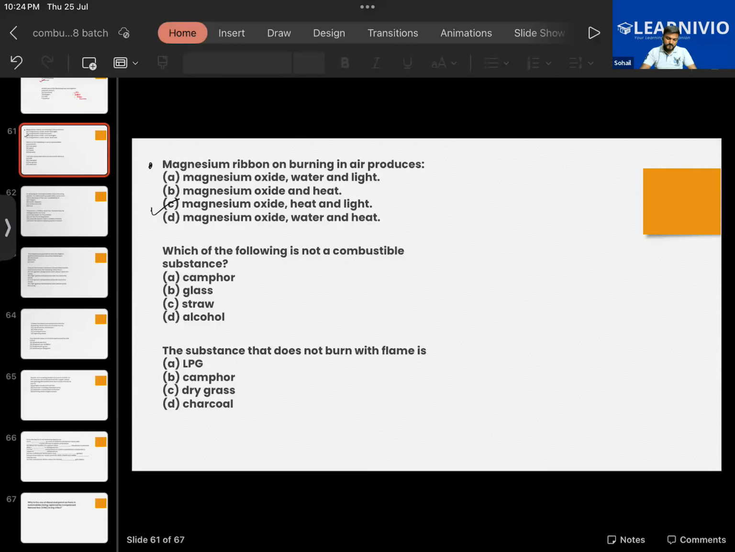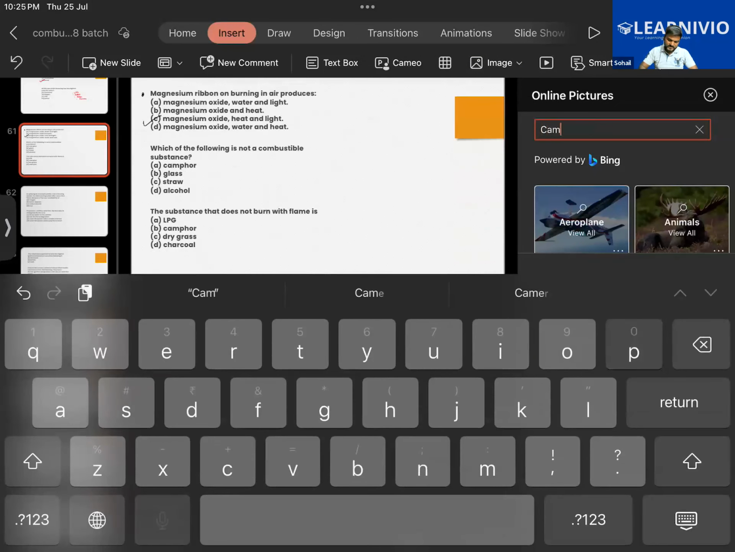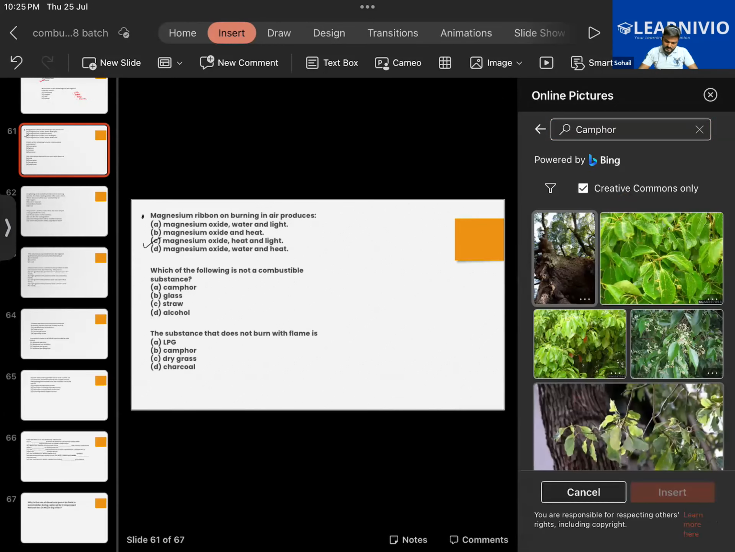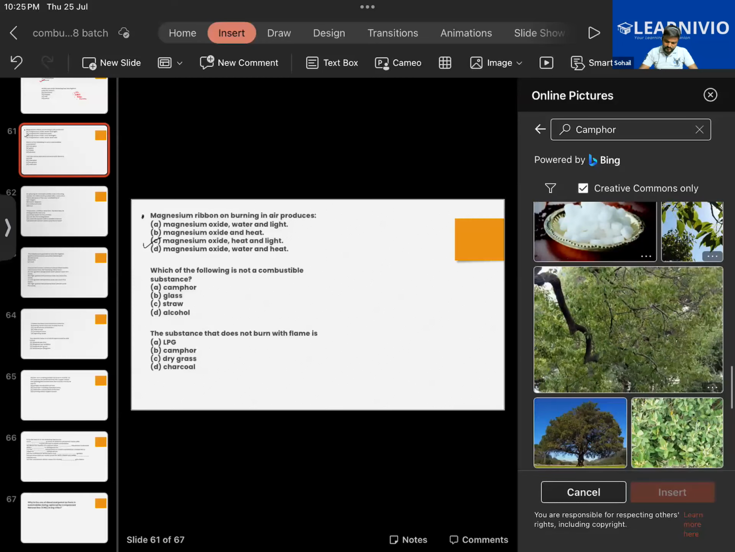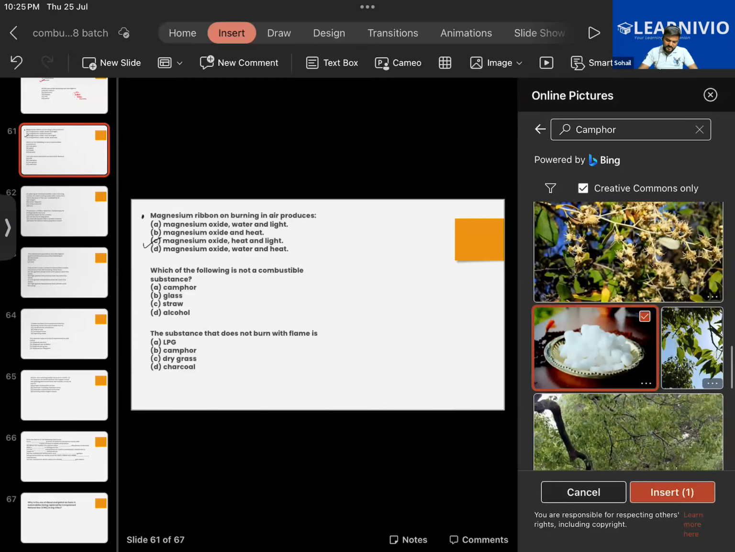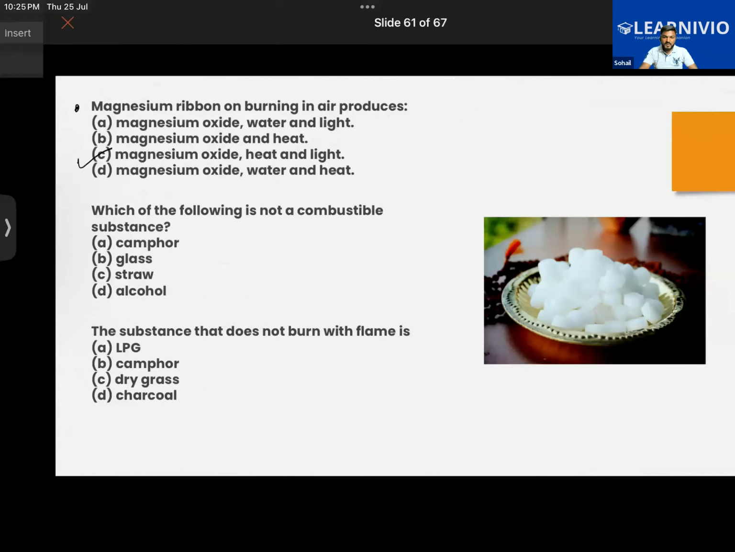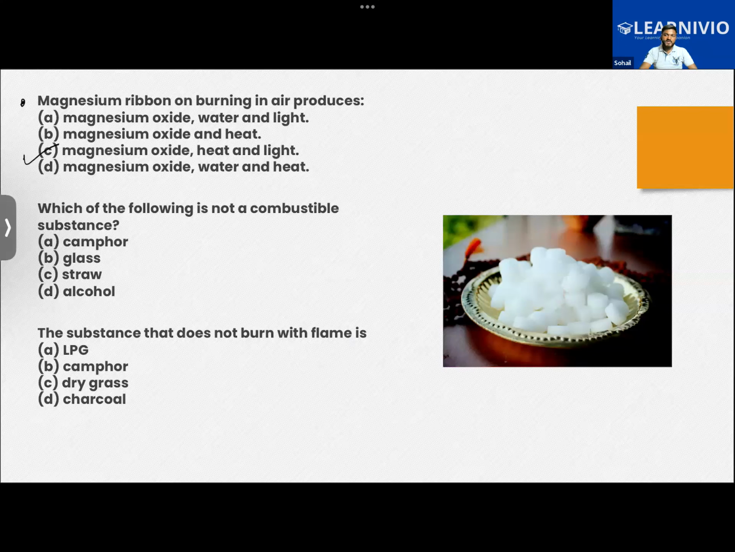The substance that does not burn with flame is charcoal. That is correct. Very good. So this is the plant. That's a different thing. This one I'm talking about is camphor. In Hindi, Urdu it is also called kapoor. Getting it? That is camphor. It has a variety of uses. One of the uses, it has some medicinal properties also.